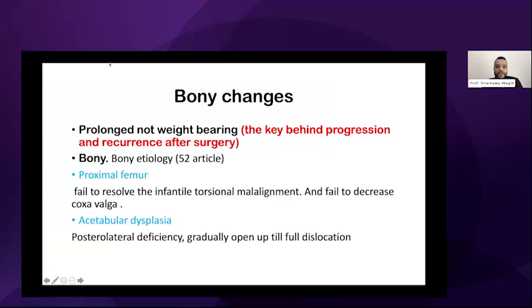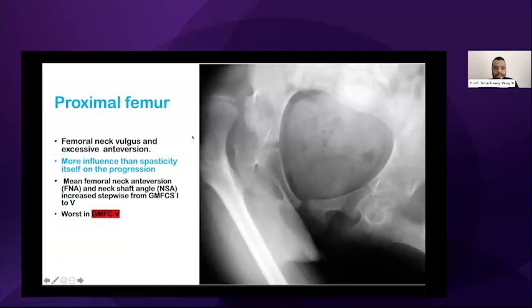For bony etiology, we also have a very big body of research discussing the bony etiology in CB by name. Prolonged non-weight bearing is the main and the key behind the pathology of the bony changes in this category. Proximal femur and acetabulum both have deforming forces. Proximal femur increased neck valgus and excessive anteversion. This influences hip dislocation more than spasticity itself. And as we see, gross motor function classification 5 are the worst to have this neck shaft angle.